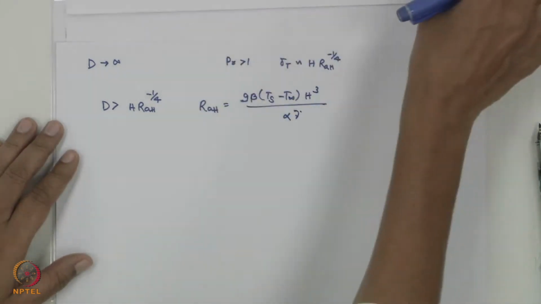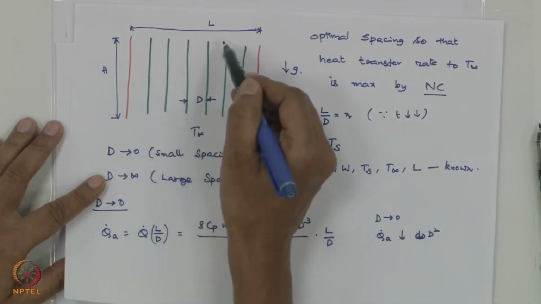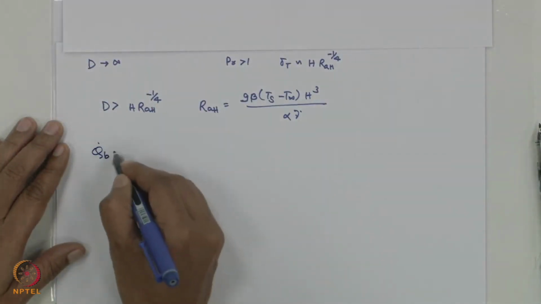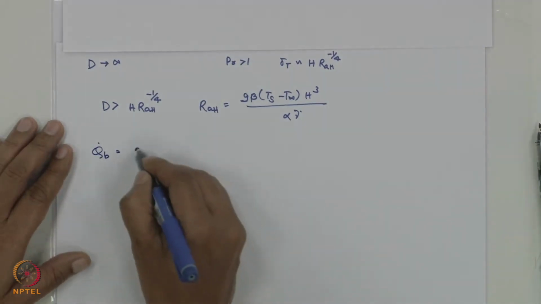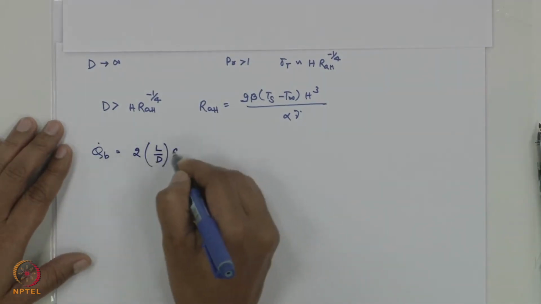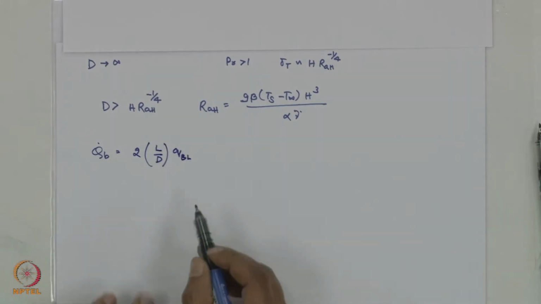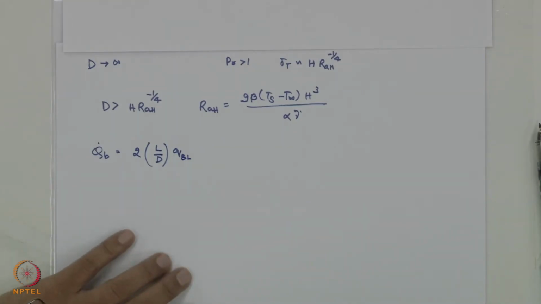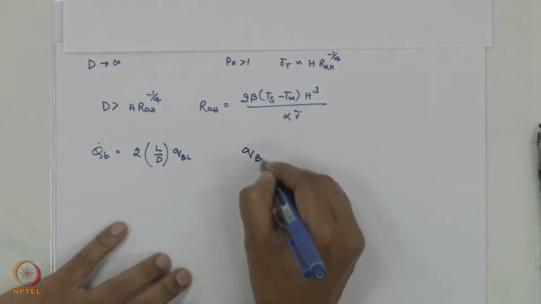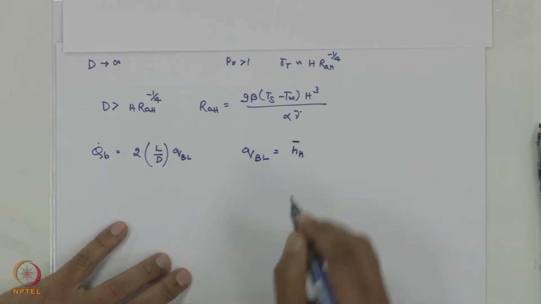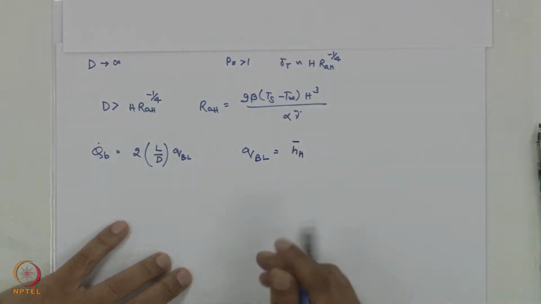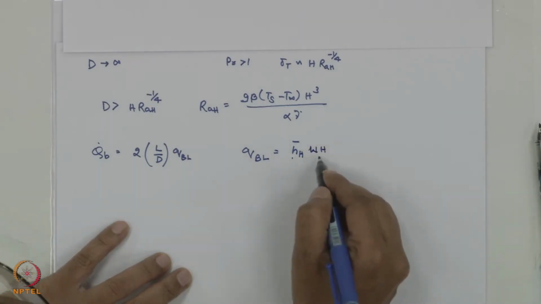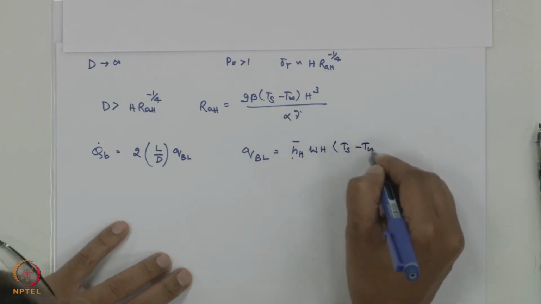Now how many boundary layers will be there? For each plate there will be two boundary layers. So you will have 2 into L by D. So Q dot B is equal to 2 into L by D and QBL, that is heat transfer by the boundary layer for each plate. Now QBL is equal to hH bar, the average heat transfer coefficient over the complete vertical plate, into W into H, the area, into Ts minus T infinity.